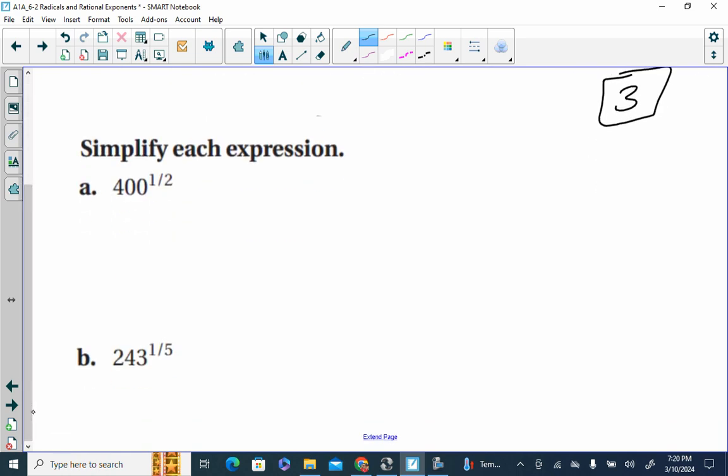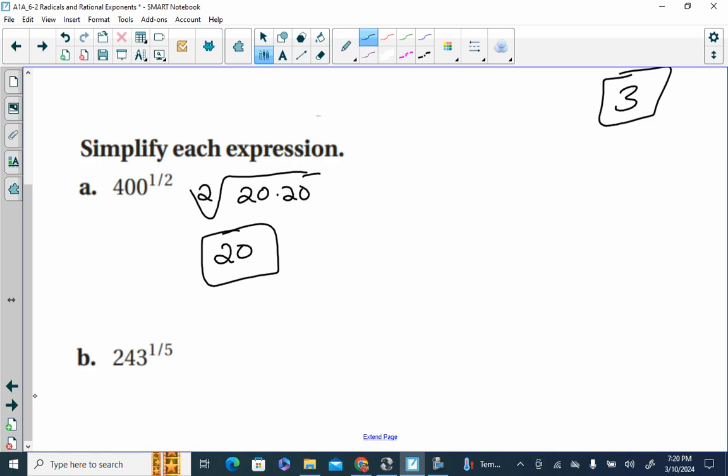This next example, we want the square root of 400. The square root of 400, we would write this way: the square root of 20 times 20. 20 times 20 is 400. So the square root of 400 is 20.